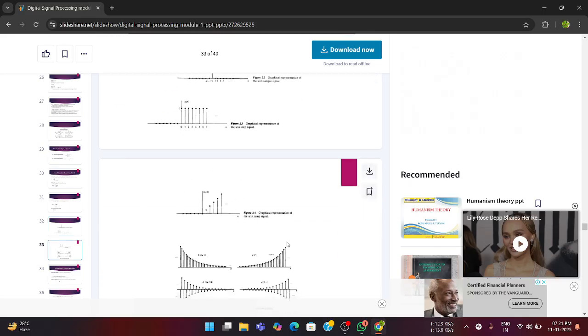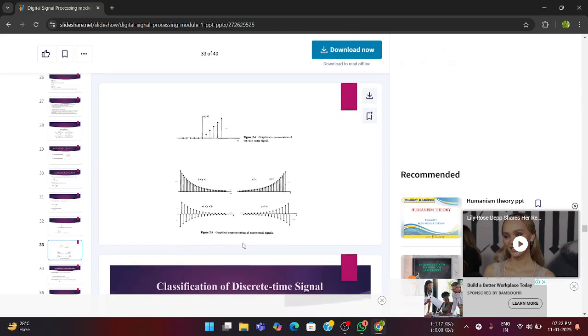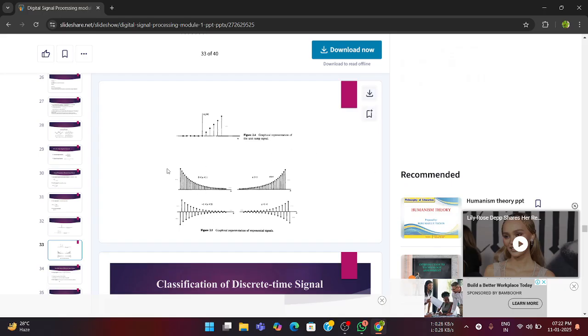Next is the unit ramp signal. As I have told you, u r of n is equal to n. If the value of n is 0, the value is 0. If n is 1, it is 1. For 2, it is 2. For 3, it is 3. 4, 4, and it goes on. If you join these points, you can see that a ramp signal is produced. The ramp signal is equal to n itself.